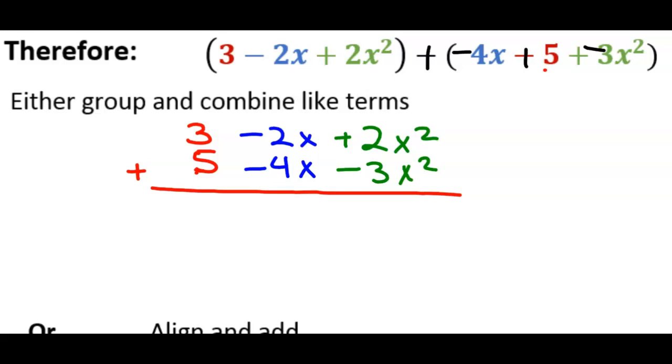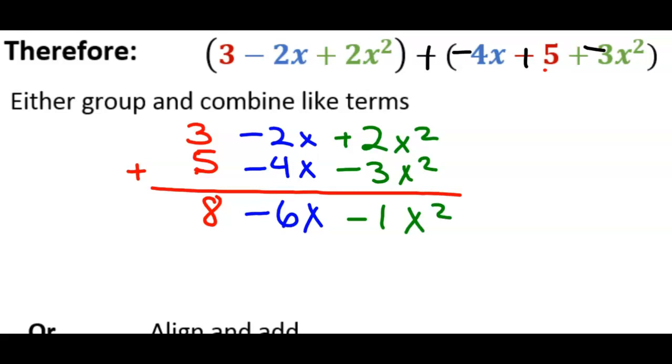Plus 5 is? -2 plus -4 is? -6x, right? Make sure you have your x, because that is the reason I can add those together. 2 plus -3?